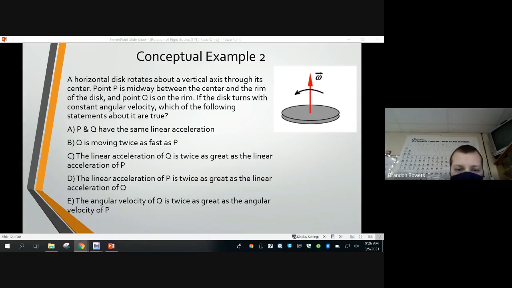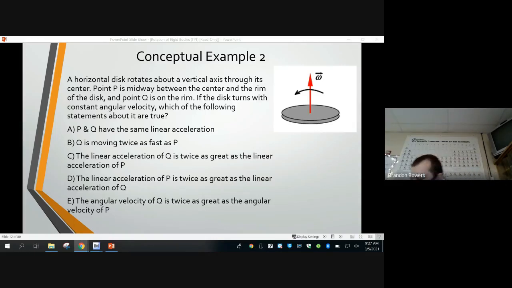A horizontal disk rotates about a vertical axis through its center. Point P is midway between the center and the rim of the disk, and point Q is on the rim of the disk. If the disk turns with a constant angular velocity, which of the following statements about it are true?